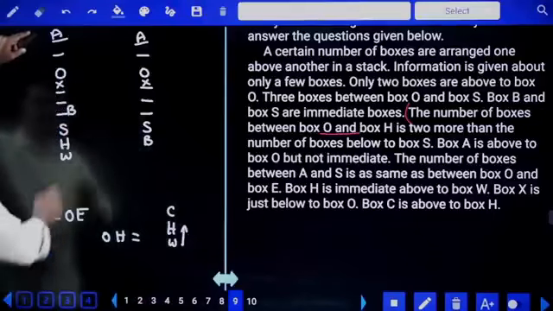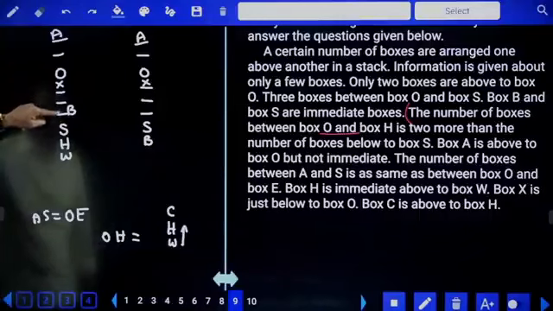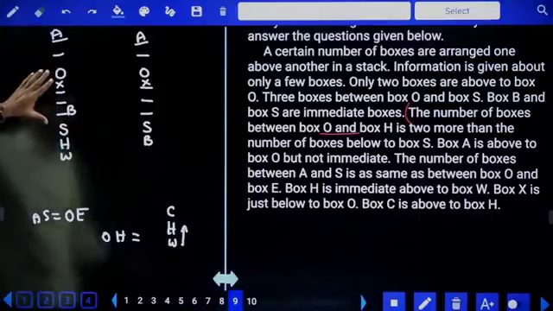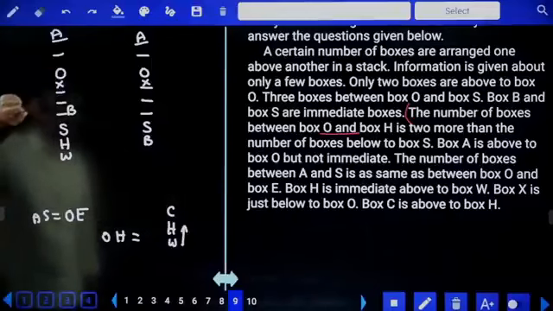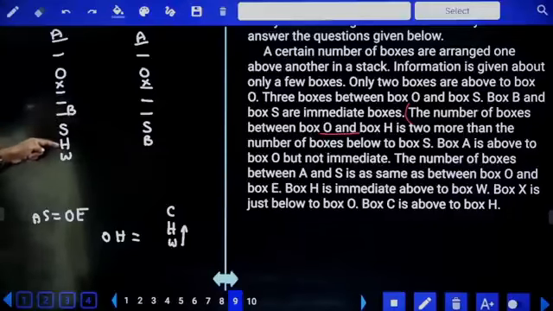Between A and S there are 1, 2, 3, 4, 5 boxes. Number of boxes between A and S is 5. And A and S is same as O and E. Between O and E there must be 5. Between O and E: 1, 2, 3, 4, 5. There is no chance of it being here, isn't it?